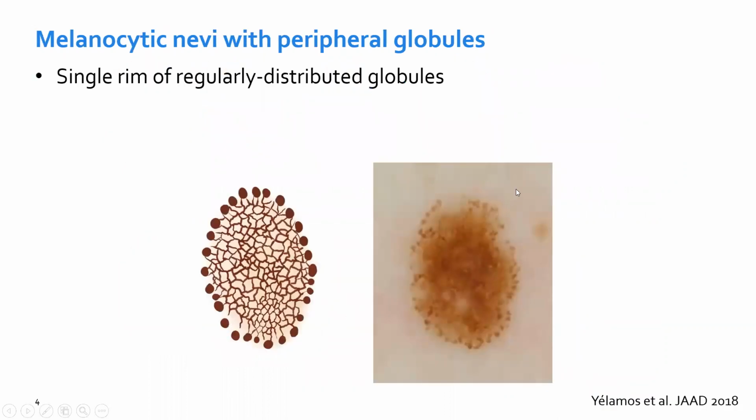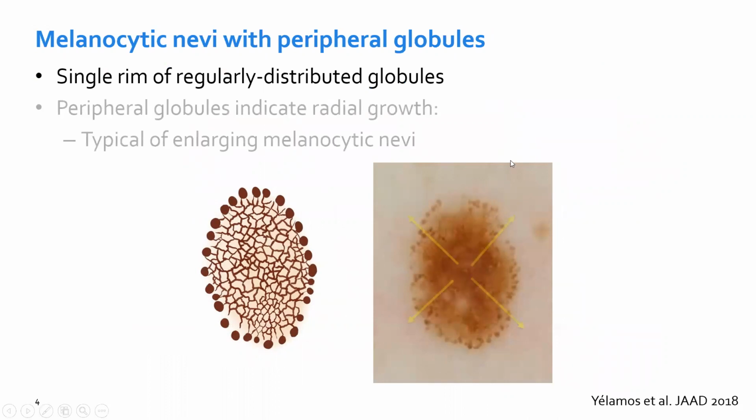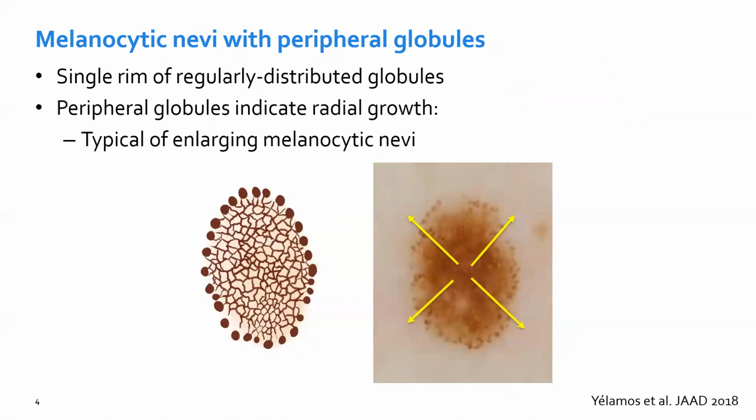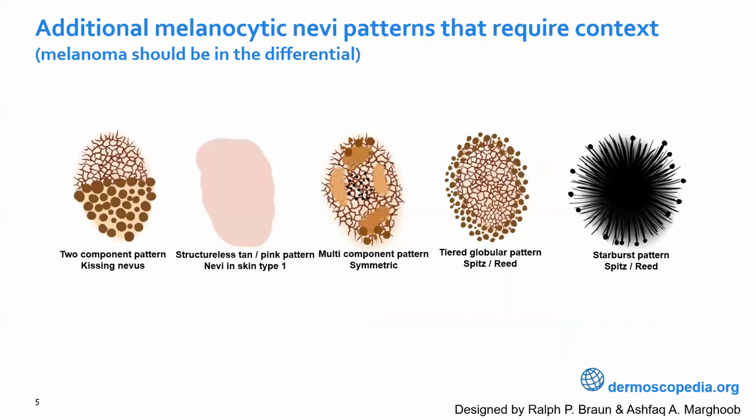These melanocytic nevi with peripheral globules present with a central part that shows a pigmented reticular pattern or a homogeneous pattern surrounded by a single rim of regularly distributed globules. Typically, these peripheral globules indicate radial growth, and they are the classic pattern of enlarging melanocytic nevi.